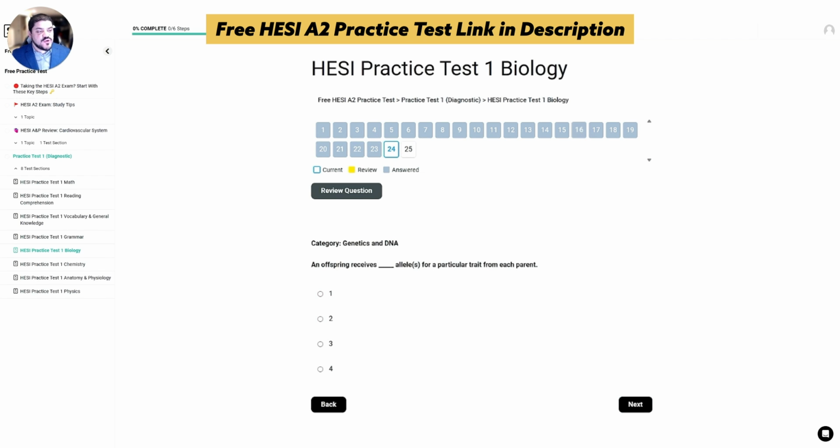Two more, everybody. Two more. We got this. An offspring receives blank alleles for a particular trait from each parent. I think I briefly went over this, so let's see if you remembered. An offspring receives one allele for a particular trait from each parent.